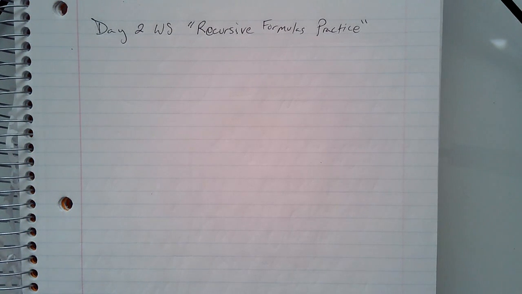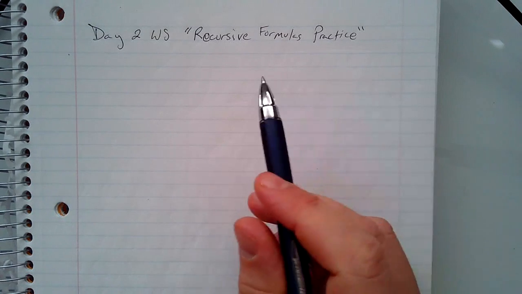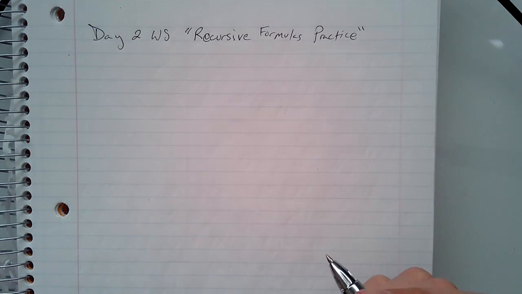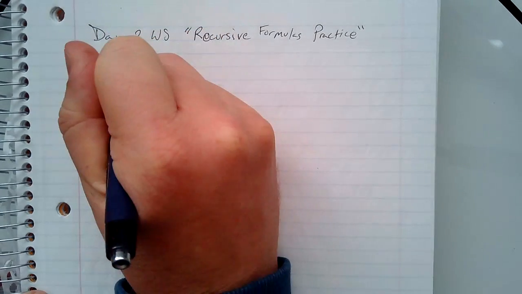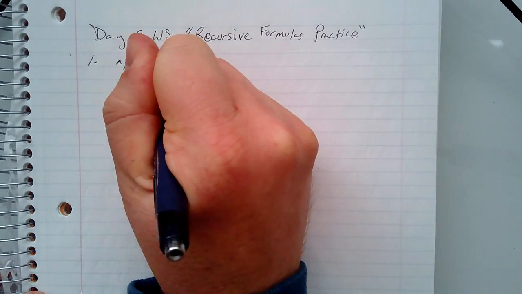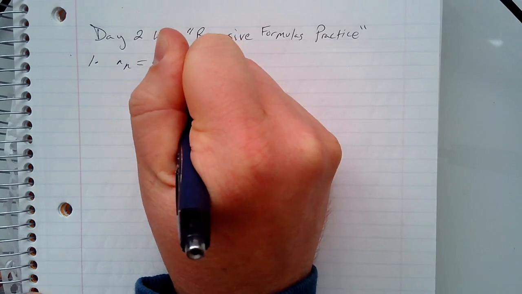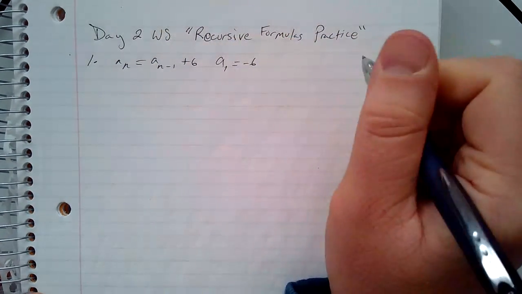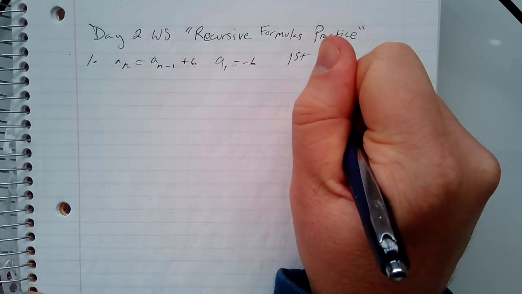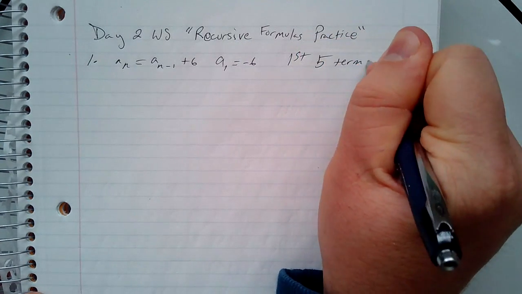So we're going to be skipping about half of the day two worksheet. It's called Recursive Formulas Practice. So let's go over the ones that we don't have to skip. Number one says a sub n is equal to a sub n minus 1 plus 6. It says a sub 1 is equal to negative 6, and it wants the first five terms.